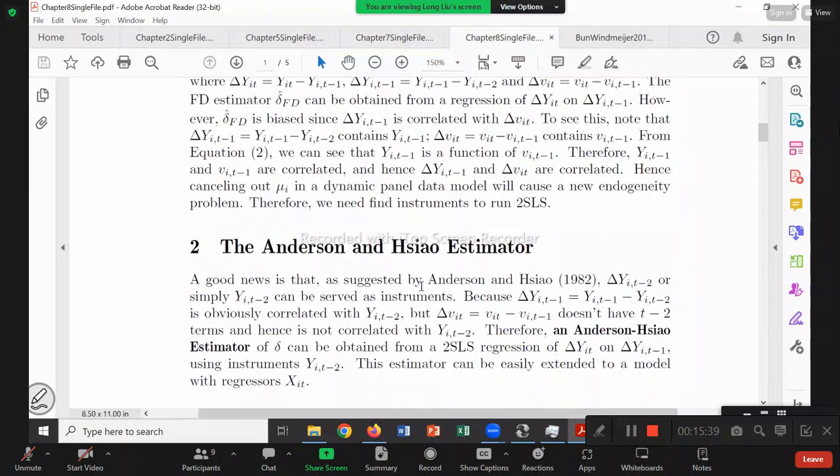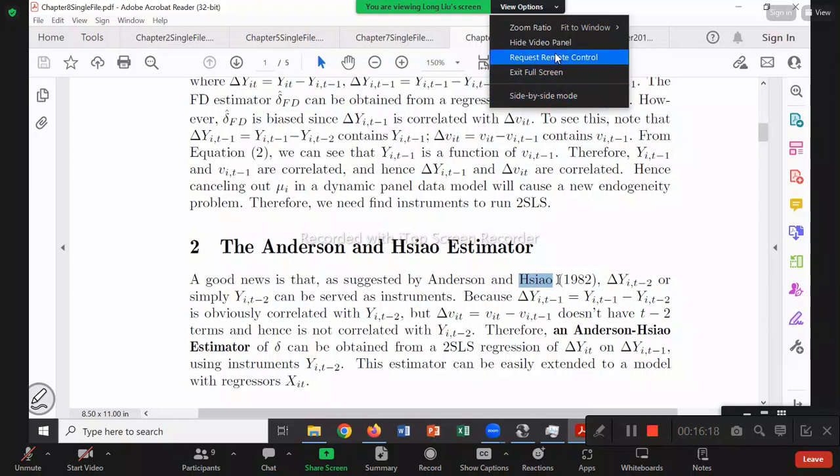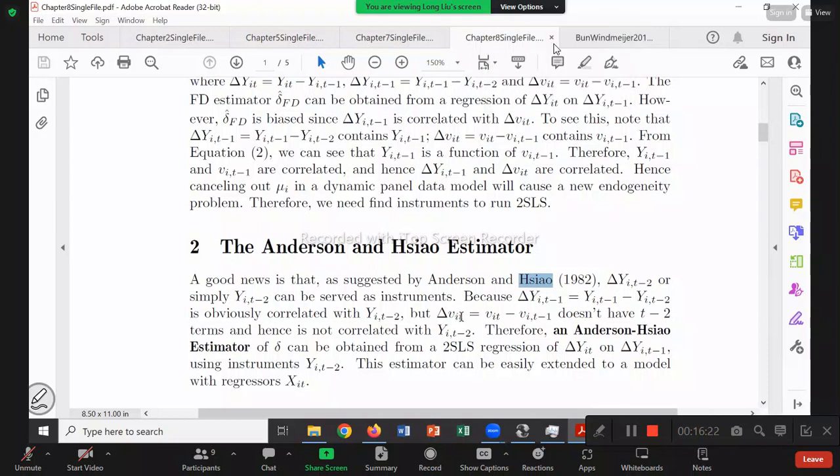The solution was proposed by Anderson and Hsiao, 1982. If you remember Hsiao, in our syllabus I listed a couple of textbooks, and besides Baltagi's panel data book, one of the panel data books is by Hsiao. He is also a panel data guy. Anderson is his student. They studied this dynamic panel data and proposed a solution. What kind of instruments did Anderson and Hsiao propose? Very simple. They proposed we can run a two-stage least squares of the change of y_t on the change of y_{t-1}, by using y_{t-2} as the instrument. That's the instrument Anderson and Hsiao proposed.